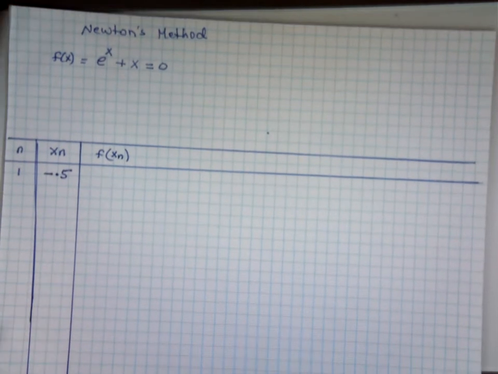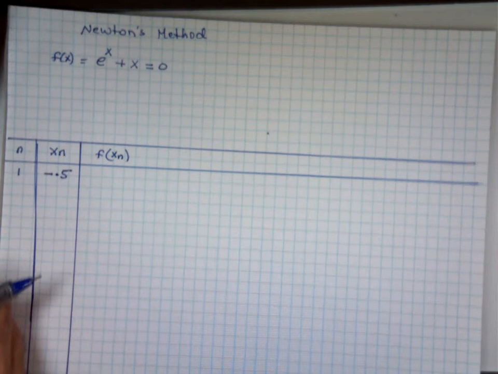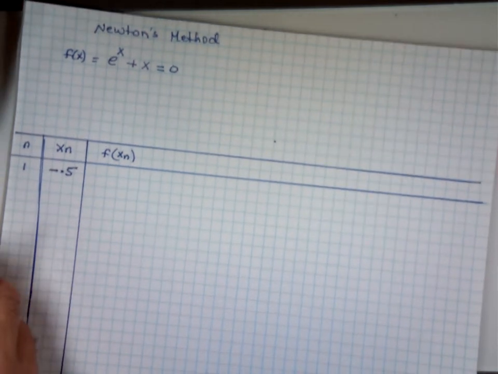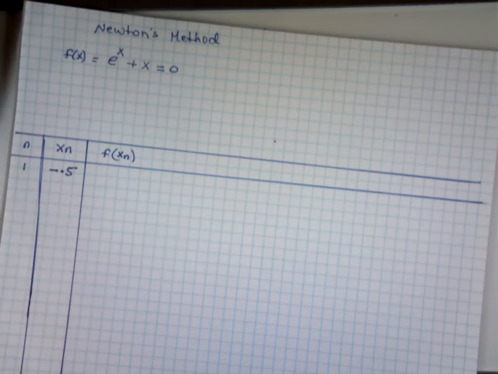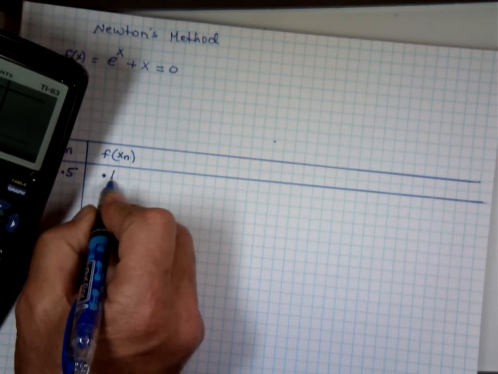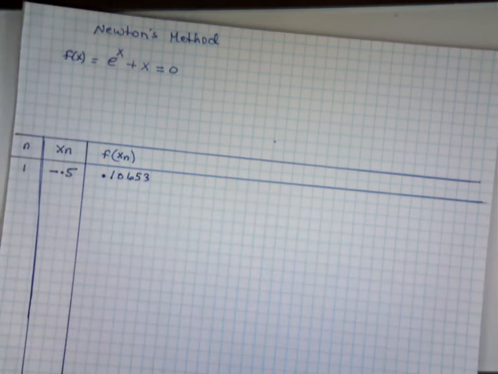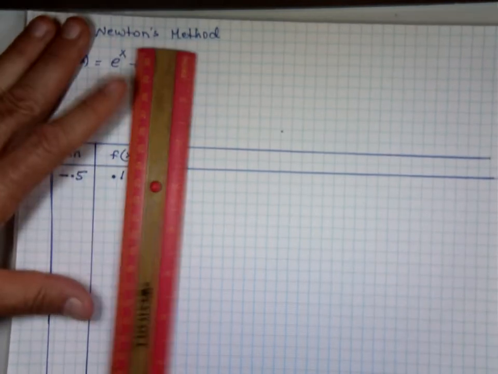0.10653. Let me just do this one second. I set up the table. I try to set the table here. So I'm going to put negative 0.5, and my answer is what? Oh, it's not bad. 0.10653. I want it to be 0, right? Is 0.1 close to 0? Well, it's close, but not that close. So that's not good. I need to figure another point.